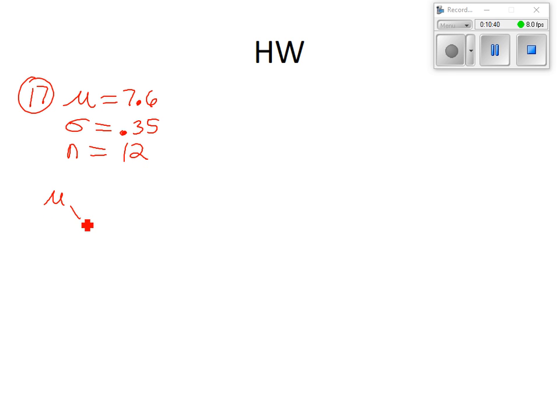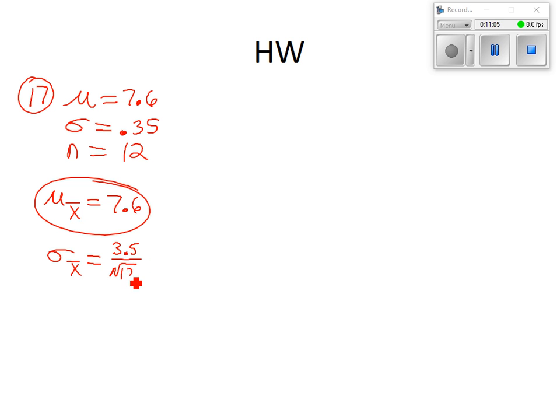They want us to find the mean of the samples. What do we know about the mean of the population and the mean of the samples? It's the same. So if that's 7.6, then this has to be 7.6. That's one of our answers. They want us to find the standard error. You've got to take the standard deviation and divide it by what? Square root of, somebody help me out with that, 3.5 divided by the square root of 12. 1.01. So that's two of the things they wanted.